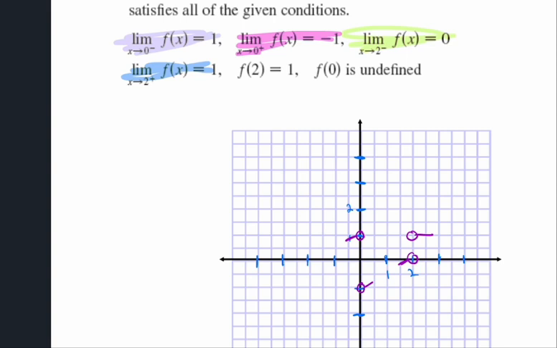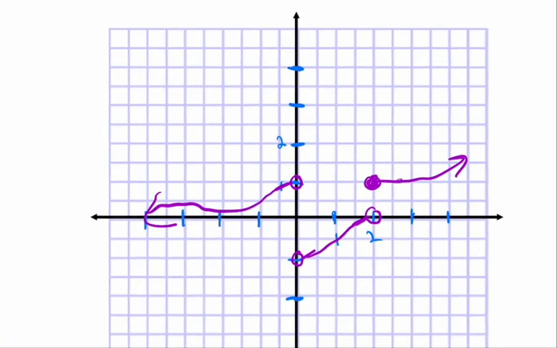f of 0 stays undefined, okay? The next thing said f of 0 is undefined, so I'm not going to color in any dots. I could have one of these dots colored in. That doesn't violate any rule, okay? But I don't know what our function does there. I'm going to make it look more like a function. So that is one function that has all the markers that they have set up above.